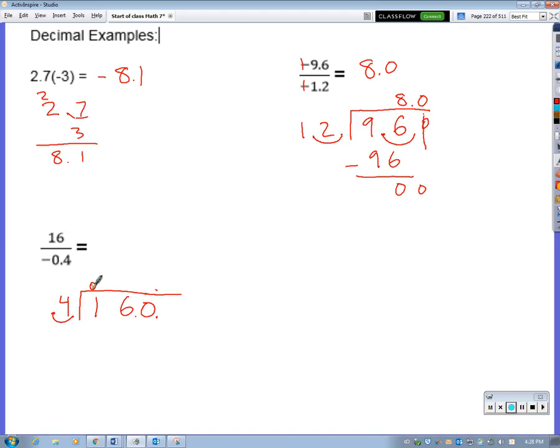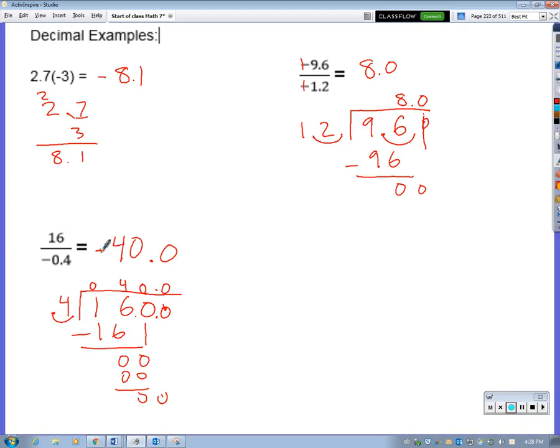4 does go into 16 4 times. 4 times 4 is 16. Subtract. 16 minus 16 is 0. Let's bring our next 0 down. 4 does not go into 0, so we're going to put a 0 up top. And we can keep going. Bring another 0 down. If we had another number past the decimal, we could keep going, but our answer is 40. You can put 40.0 too, that's fine. And it's going to be negative.